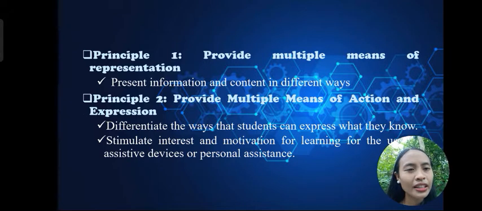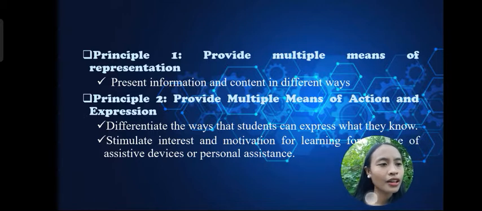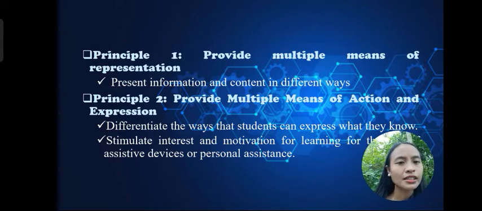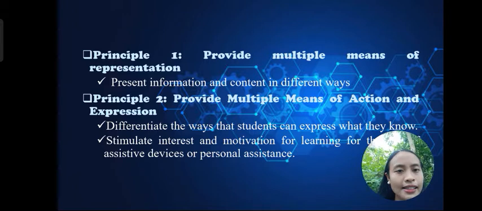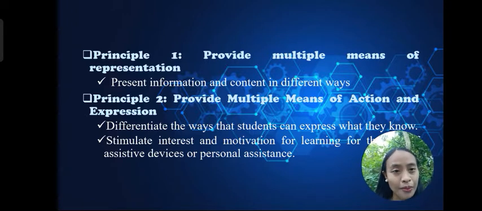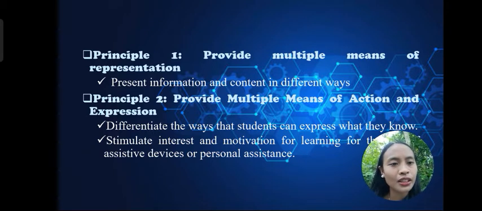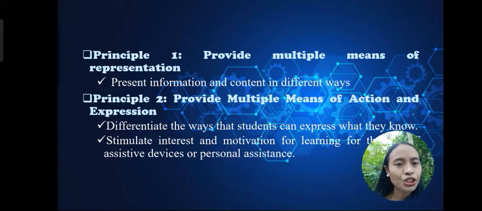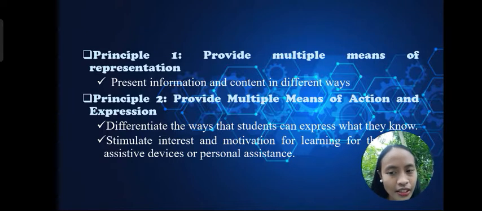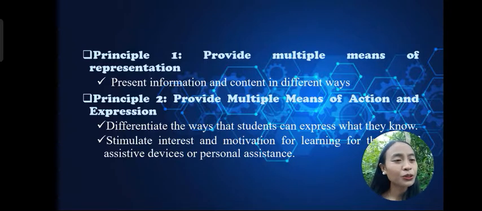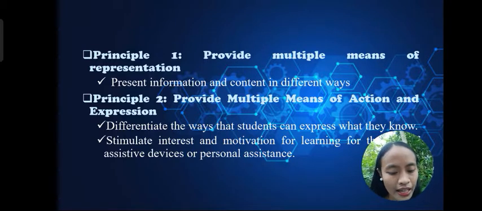And also, stimulate interest and motivation for learning, for the use of assistive device or personal assistance. So, we should always aim for keeping and maintaining the interest and motivation of all our students, even for those users that need assistive devices or personal assistance, because it is indeed true that without the interest, without the desire to learn, there will be no learning at all.